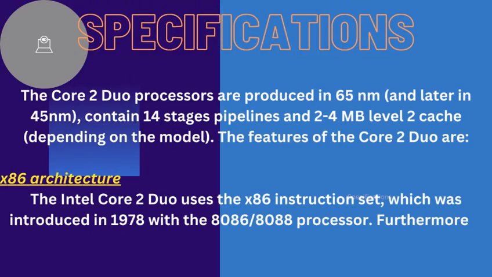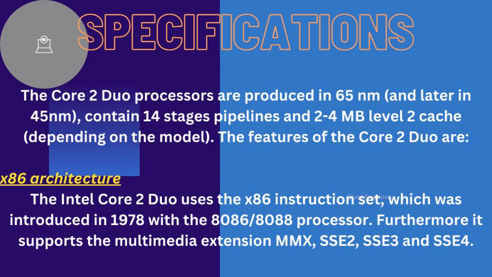Now coming to the specifications, the Core 2 Duo processors are produced in 65 nm, contain 14 stages pipeline and 2 to 4 MB level 2 cache. The features of the Core 2 Duo are, the first one, x86 architecture. The Intel Core 2 Duo uses the x86 instruction set which was introduced in 1978 with the 8086 or 8088 processor. Furthermore, it supports the multimedia extensions MMX, SSE2, SSE3, and SSE4.